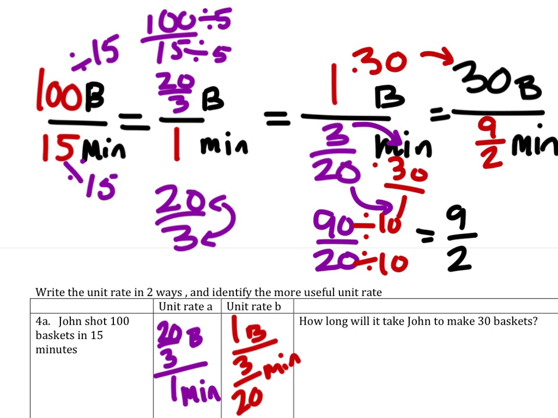So how long will it take? 9/2 minutes. If you include the 30 baskets in that as a rate, that's fine as well. The last thing it wanted was the more useful rate. I would say that the 20/3 baskets in 1 minute would be more useful, but in this example, the 1 basket for 3/20 minutes was more useful. So it just depends on how you explain which one is more useful.